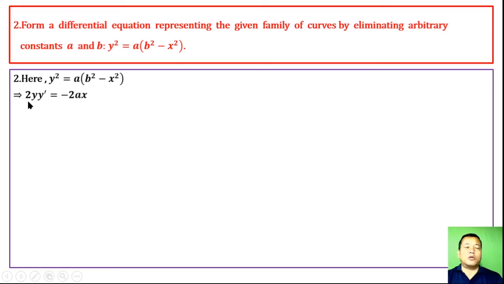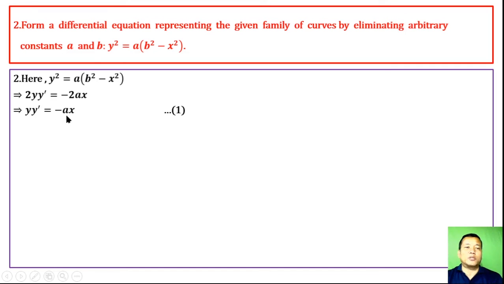The derivative of y squared with respect to x is twice y, and since y is not x, we have to multiply by dy by dx, that is y dash. The derivative of the right side with respect to x is minus twice ax, as b squared is a constant and its derivative is 0. Dividing by 2, we get equation 1.